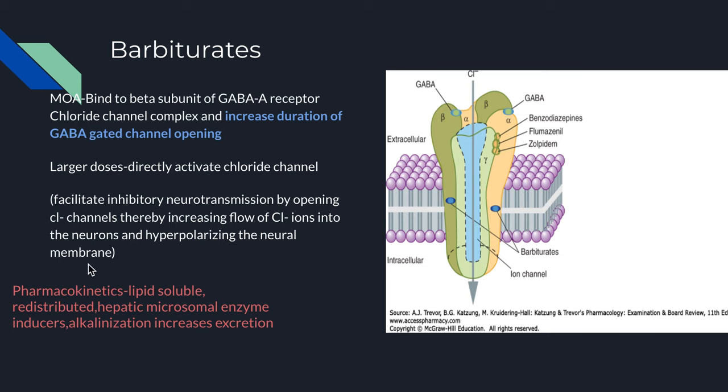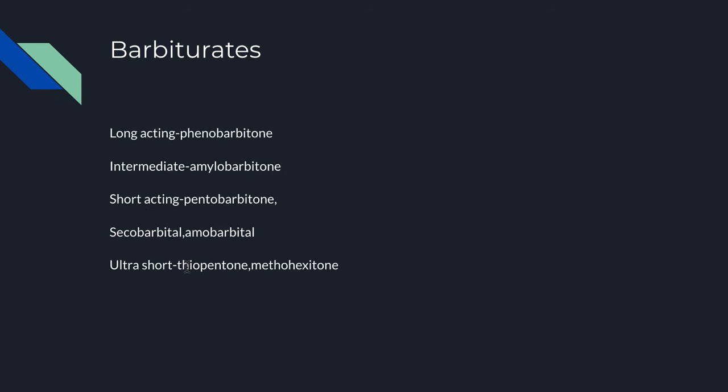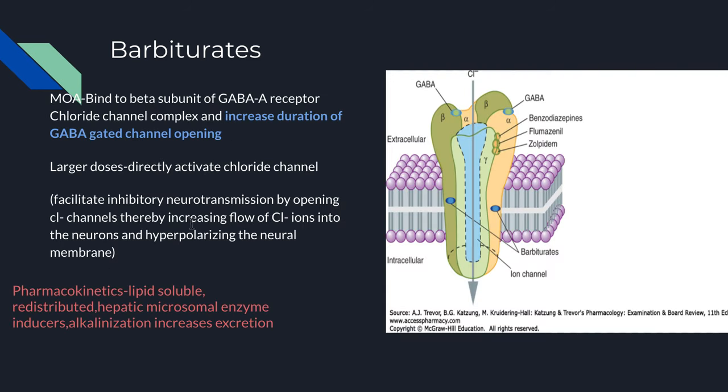The pharmacokinetics of barbiturates. Now, they're lipid-soluble drugs which are well redistributed in the body. An example being thiopentone, which is an ultra short acting barbiturate. It is highly lipid soluble with a fast onset of action, and it's fast metabolized because of redistribution throughout the entire body. They are metabolized in the liver to inactive metabolites and excreted in the urine.